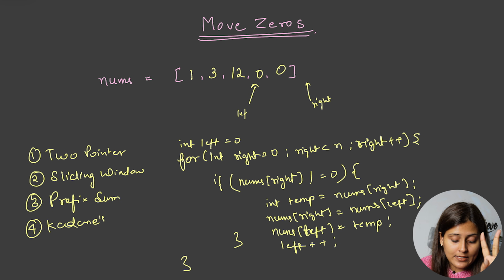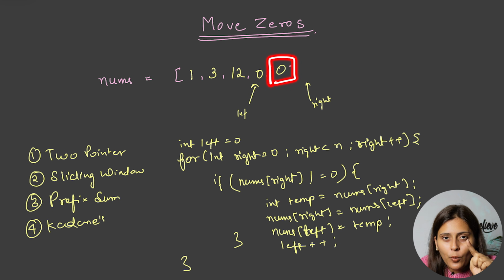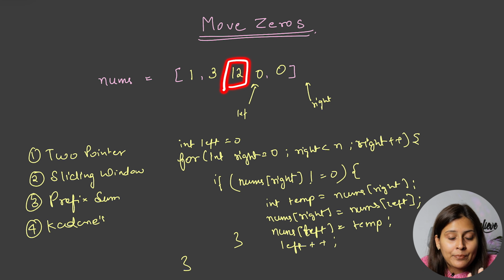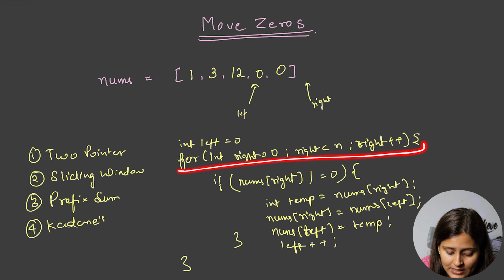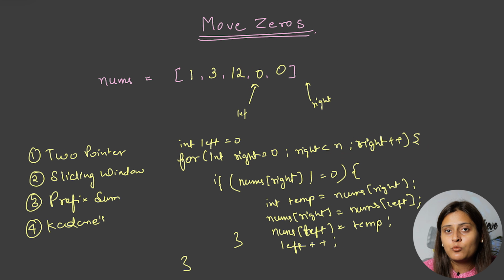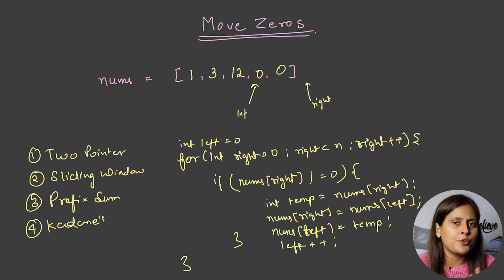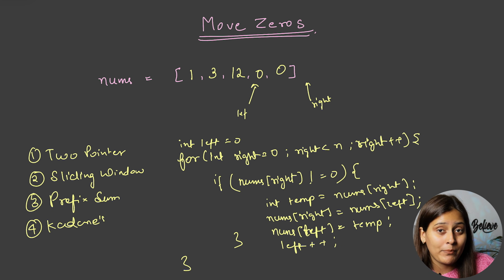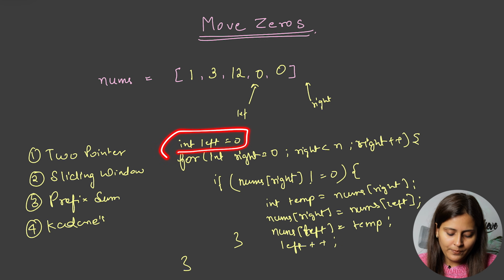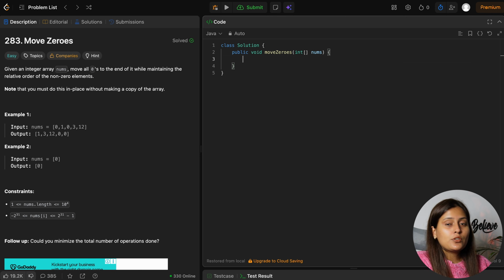You remember there were two cases. When our right was pointing to 0, left was not moving, and when our right was pointing to non-zero, left was moving, but right was also moving at the same time. So the total time complexity is nothing but the number of times right moved, and right moved from 0 to n minus 1. That is nothing but O of n. So this is the code in a single pass where we have not used any extra space. We just use variables, that is constant space. So let's move on to the code.